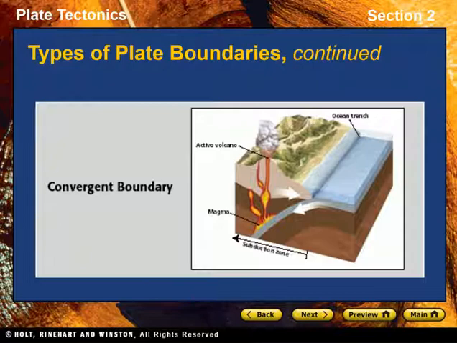The third type of collision happens when 2 plates that are made of oceanic lithosphere collide. One plate subducts under the other plate, and a deep ocean trench forms. Fluids released from the subducted plate cause mantle rock to melt and form magma. The magma rises to the surface to form an island arc, which is a chain of volcanic islands. Japan is an example of an island arc.